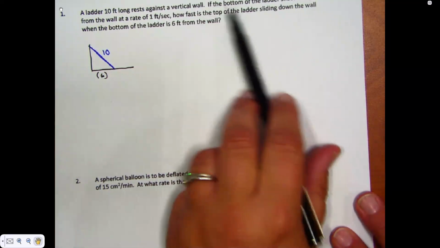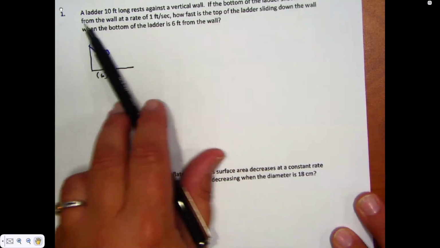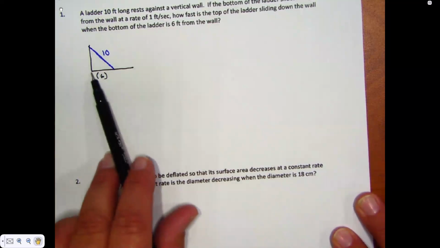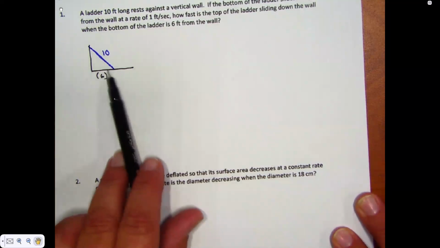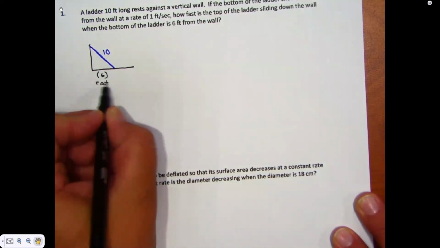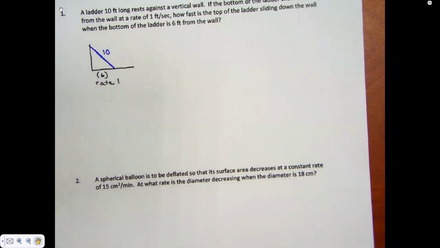And let's see, the bottom of the ladder slides away from the wall at a rate of 1 foot per second. So we're also talking about the bottom of the ladder sliding away from the wall. The rate is 1 foot per second.